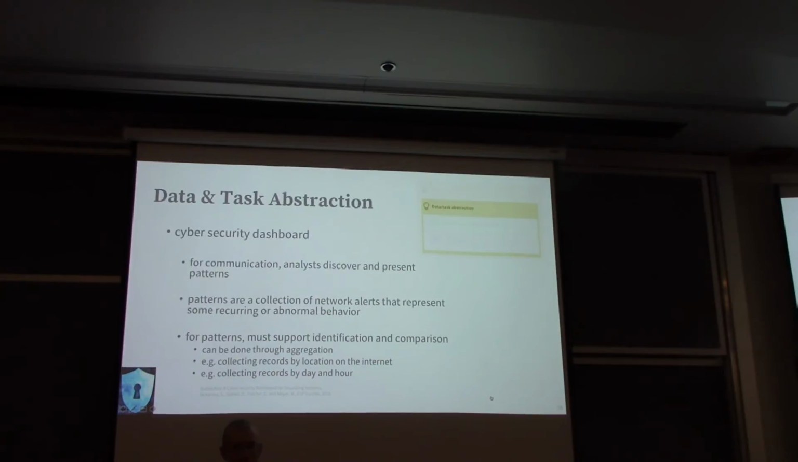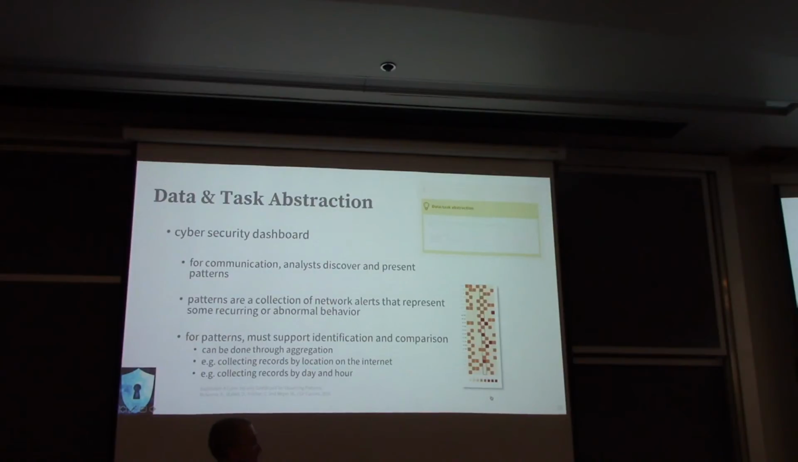For these patterns, we found that we must first be able to identify the patterns within this dashboard, because otherwise, if there are no patterns, we can't convey them. But comparison of patterns could also be useful. One way we found to do that identification and comparison was aggregation of the data, where we would collect the records that we have, these alerts, by first location on the internet, those computers, and then also by day and by hour, so you can show a temporal pattern as well.